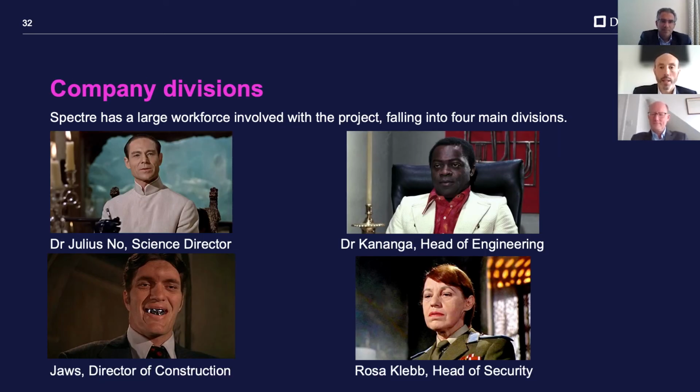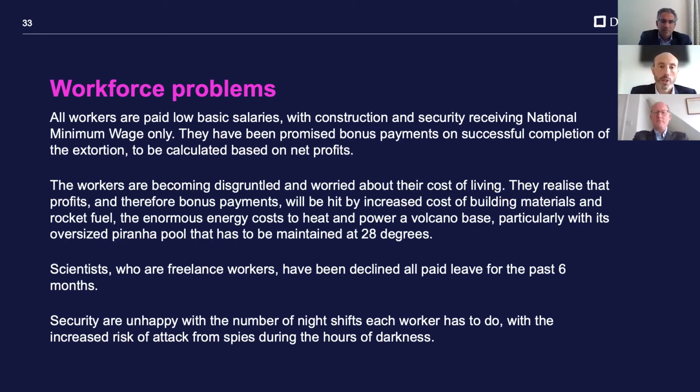It's a large company, lots of workers, and they're split into 4 main divisions. We have the science division that's headed up by Dr. Julius No. Dr. Kananga is the head of engineering. Then we have Jaws, director of construction, and then finally head of security, Rosa Klebb. And those 4, together with Blofeld, make up the senior management team.